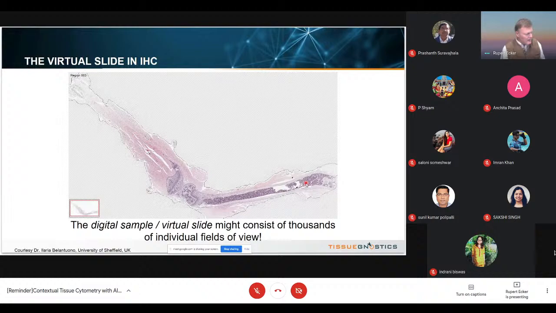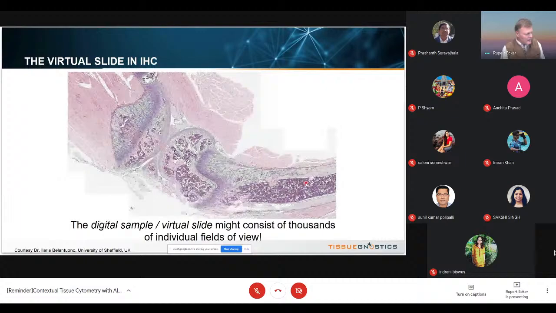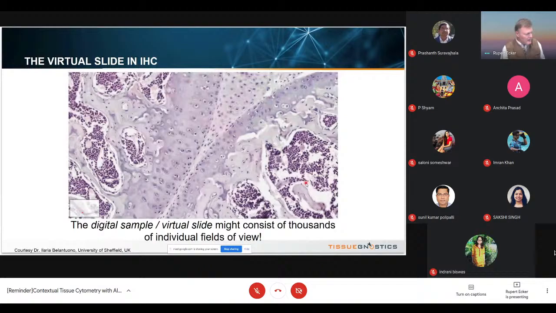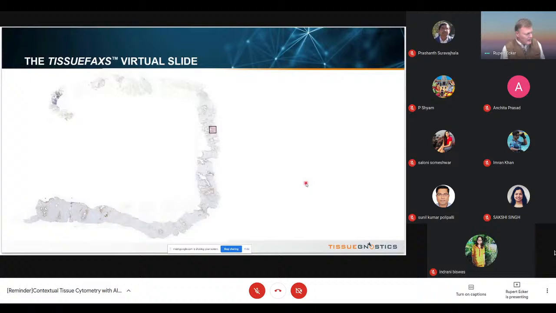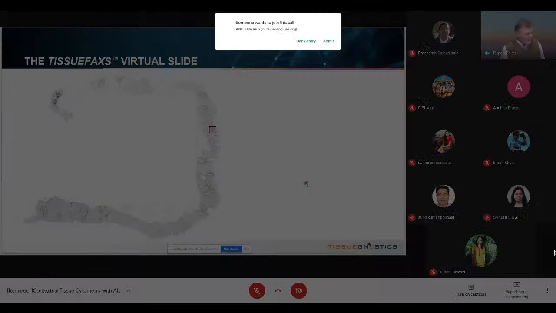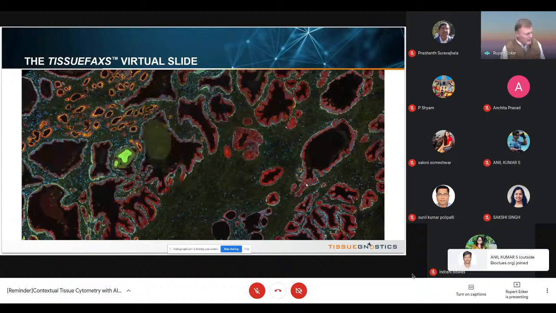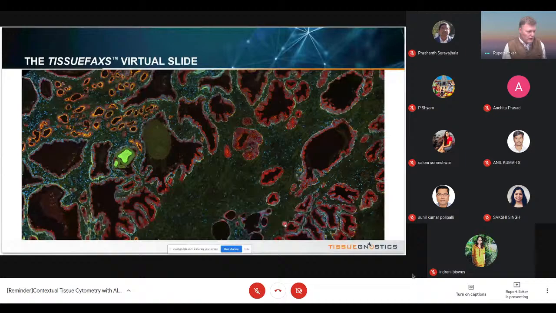Like with Google Earth, we can navigate through the sample and zoom in to see the cellular or even subcellular details, like here in the bone. It works for all kinds of tissues, like also here we have fine needle aspirates or biopsies of prostate, and also in fluorescence. What we see here is a tissue section stained with four markers of a prostate cancer. We see here the individual glands of the prostate section with the lumen.